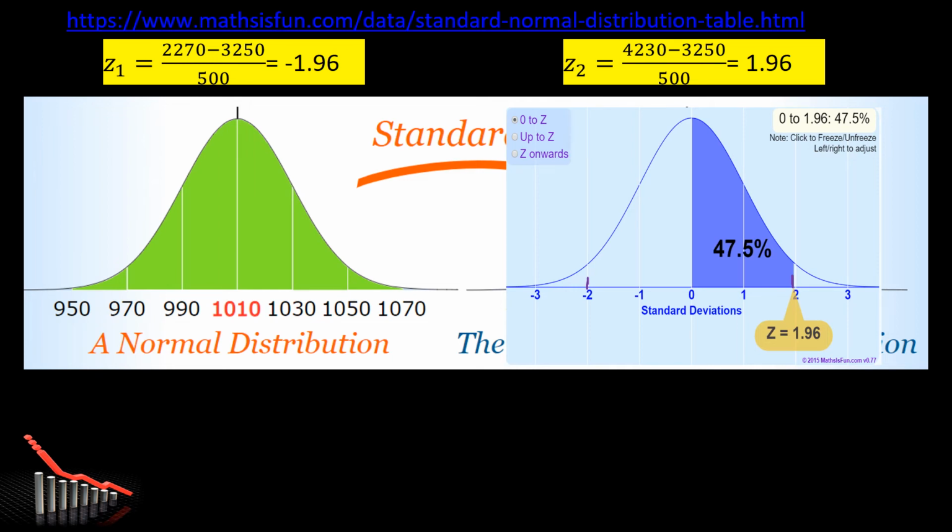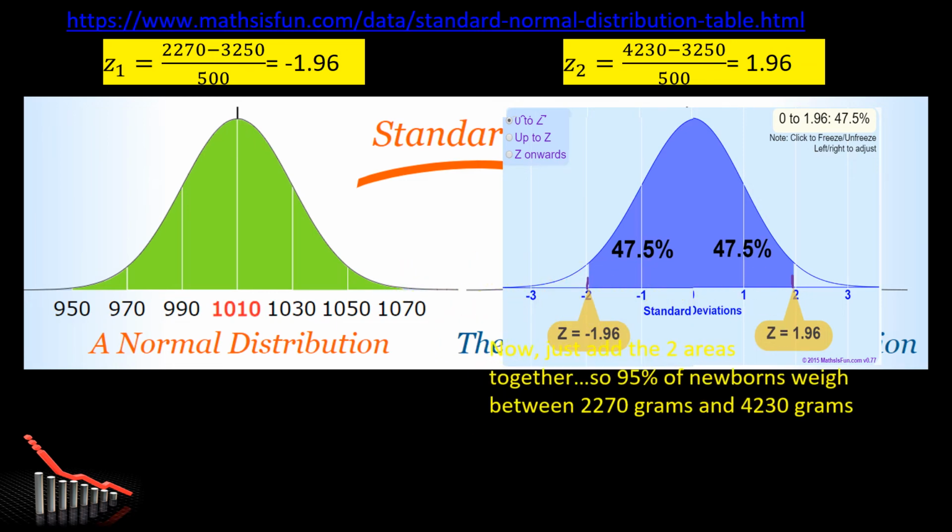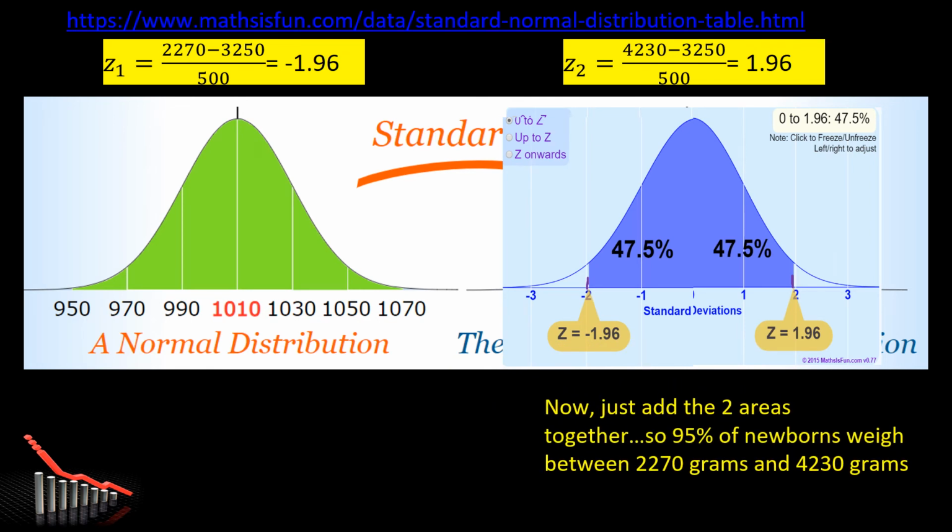Now I also went to the other side to get the other piece, and now I have the betweenness on the curve. So if I want to find that whole area, I'm just going to add the 2 shaded regions. So I can see that 95% of newborns weigh between 2,270 grams and 4,230 grams.